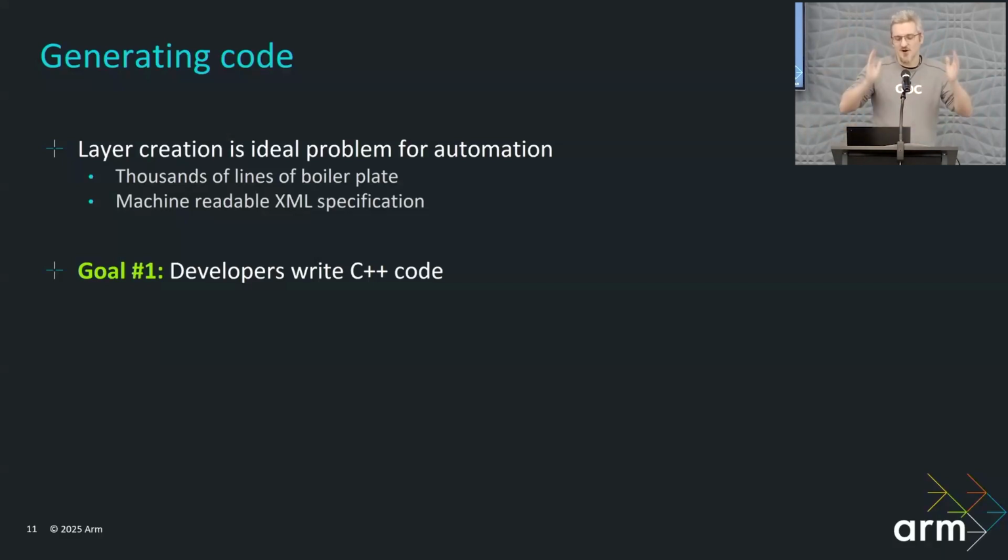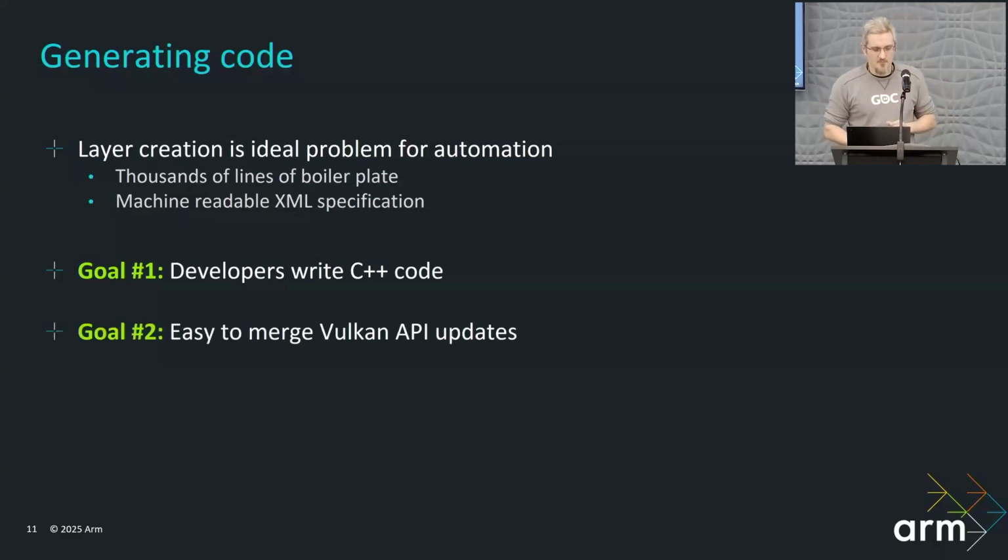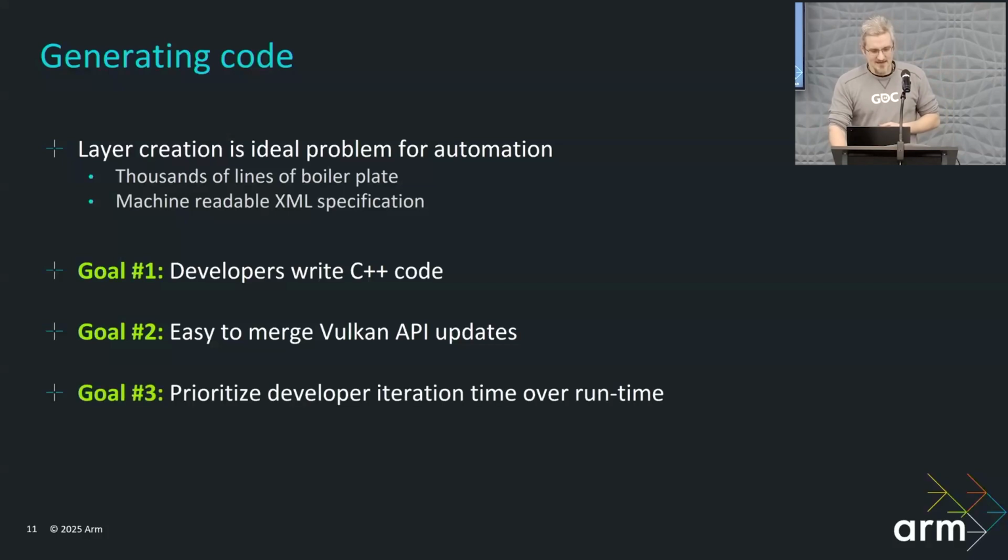So the goal of this was developers who create layers just write C++. They don't have to handle text templating at all. But we also want to make it easy to merge Vulkan API updates. The working group specs faster than we can generate tools. So how do we keep updating the layers with new stuff? So you're very productive, working group, well done.